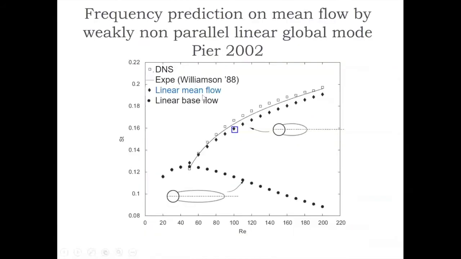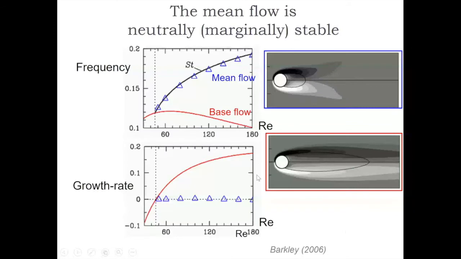And that was done again by Peer using a slightly different approach. But what he found is that the prediction from the linear stability analysis on the mean flow here in blue is actually much more relevant, and it's a very good approximation of the limit cycle frequency, in contrast to the linear stability analysis of the base state. And not only is the frequency well predicted, but as shown by Barkley in 2006, the growth rate, which you can compute on the mean flow, here taken as given, is 0.